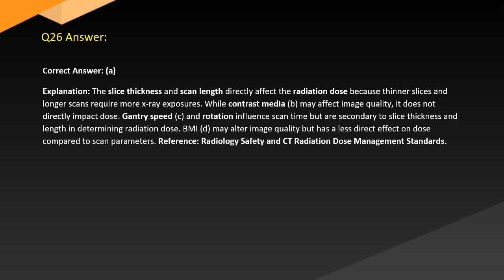Answer. Correct answer, A. Explanation. The slice thickness and scan length directly affect the radiation dose because thinner slices and longer scans require more X-ray exposures. While contrast media (B) may affect image quality, it does not directly impact dose. Gantry speed (C) and rotation influence scan time but are secondary to slice thickness and length in determining radiation dose. BMI (D) may alter image quality but has less effect on dose compared to scan parameters. Reference: Radiology Safety and CT Radiation Dose Management Standards.